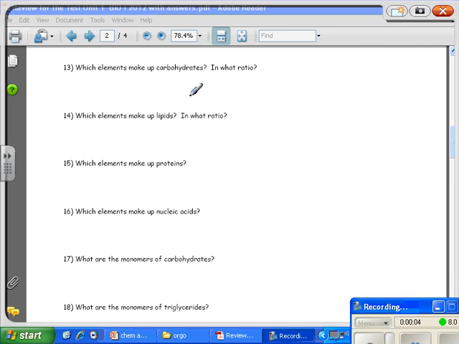Which elements make up carbohydrates and in what ratio? Carbo stands for carbon, and hydrate is water. So water is H2O. The elements, first of all, are carbon, hydrogen, and oxygen, and the ratio is 1 carbon to 2 hydrogens to 1 oxygen.